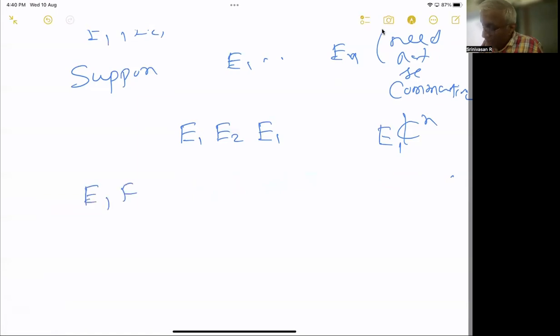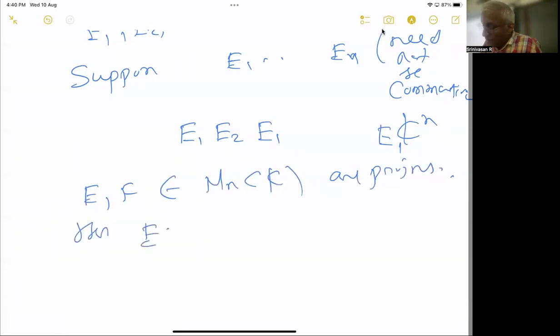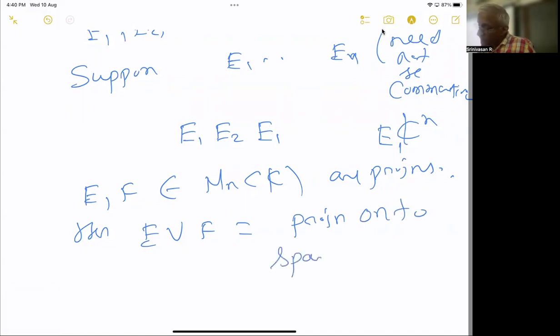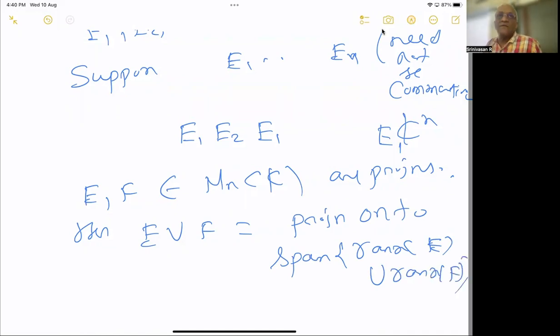If E and F in MMC are projections, then EF is just the projection onto the range of, onto the span of... you have to take this span, it's a vector space, which is something like a maximum sup or something.